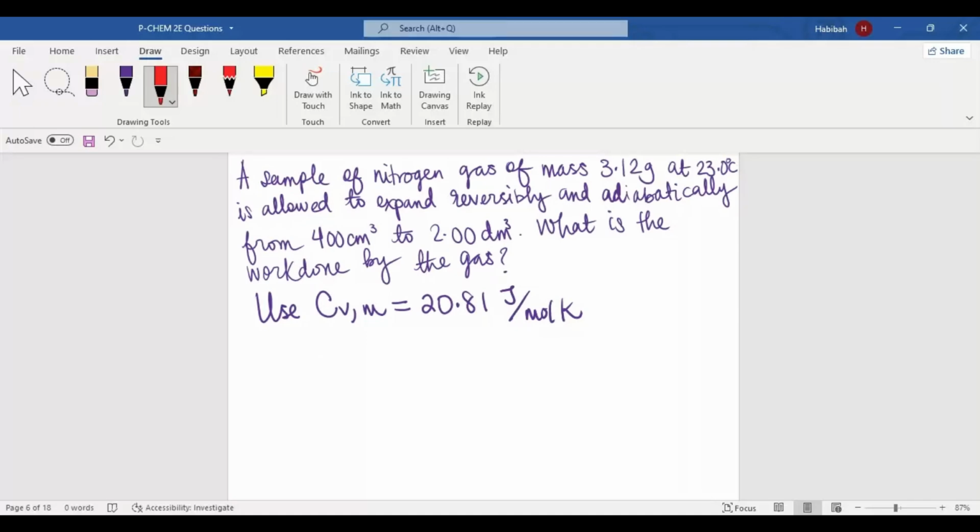Today we're going to be working on the question on the screen that says: a sample of nitrogen gas of mass 3.12 grams at 23.0 degrees Celsius is allowed to expand reversibly and adiabatically. Remember, expanding reversibly and adiabatically tells us that we're dealing with a reversible adiabatic expansion problem, from 400 centimeter cube to 2.00 decimeter cube. What is the work done by the gas? So we're asked to solve for the work done by the gas.